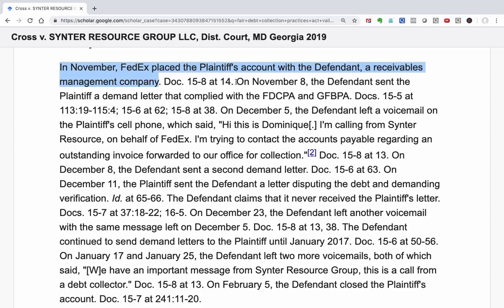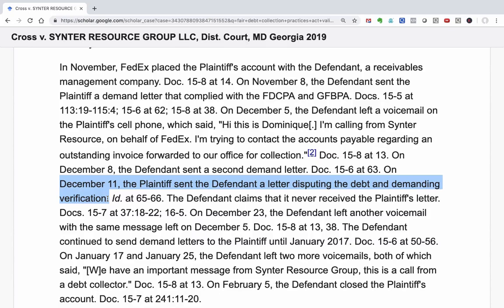And so November 8th, they send him a letter that complies with the law. And then on December 5th, they leave him a voicemail. And this would not comply with the FDCPA because it does not say, hey, this is an attempt to collect a debt and we are a debt collector. And so on the 8th of December, about a month after the first letter, they send a second letter. And then December 11, the plaintiff sends a dispute letter demanding verification.